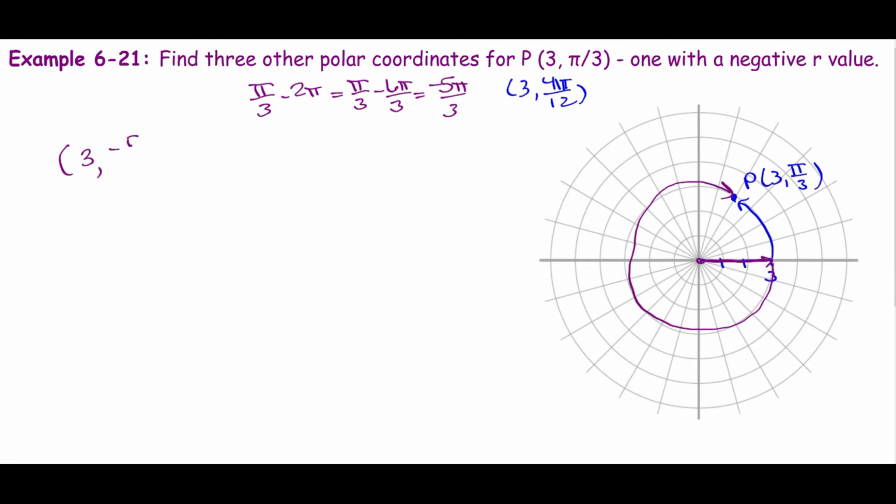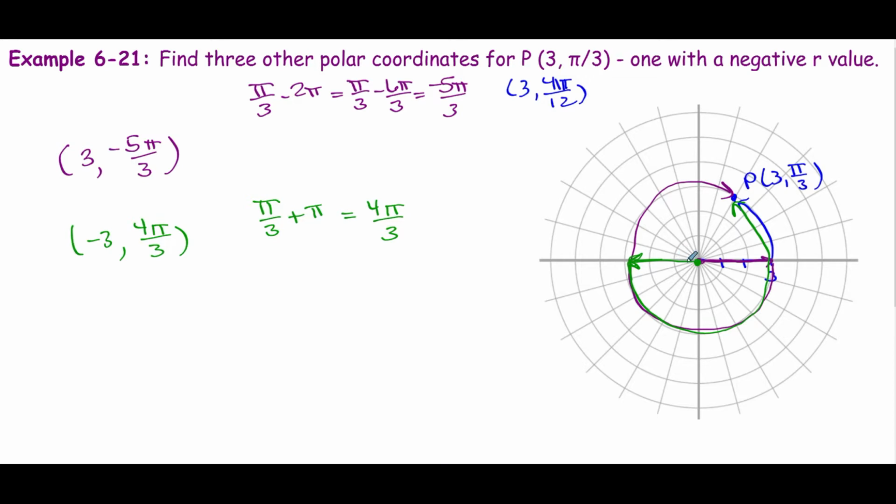Instead of going in the positive direction, if we start at the pole and go in the negative direction, I'm going to come out to negative 3, and then again rotate in the positive direction. I'm going to rotate a half circle, which would be pi, and then back to that point. So in order to get this rotation, I'm going to do pi plus pi over 3. So pi over 3 plus pi is going to give me 4 pi over 3. So then I could say negative 3, positive 4 pi over 3.